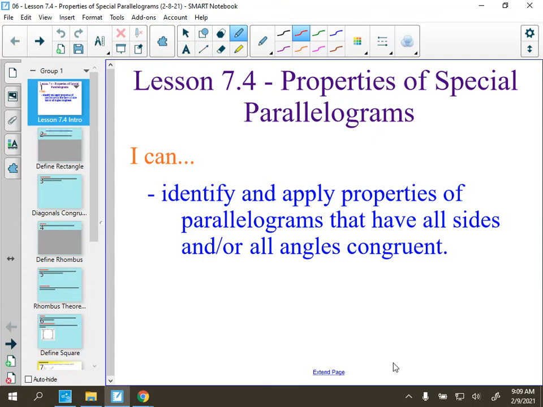All right, welcome to lesson 7.4, geometry notes, properties of special parallelograms. So we'll jump in here. We're basically extending our knowledge and what we learned in previous lessons about parallelograms to some very specific types of parallelograms. So let's do it. Let's jump in. Properties, all that stuff.